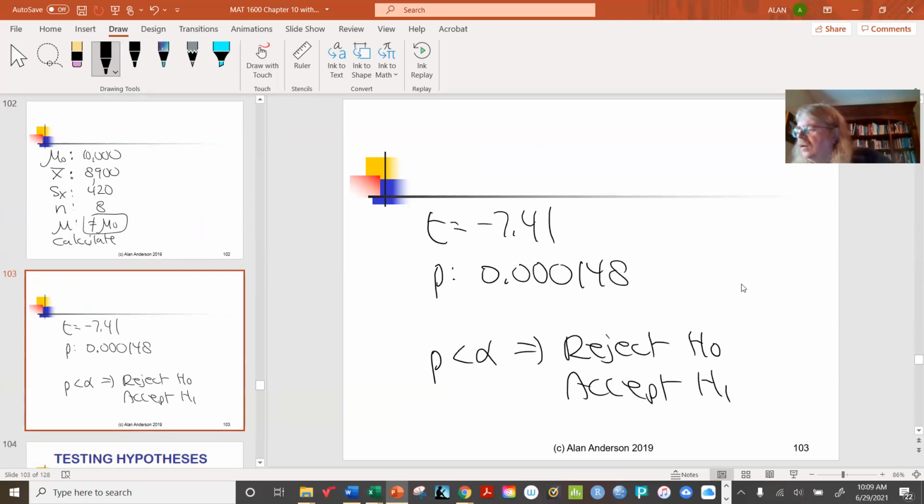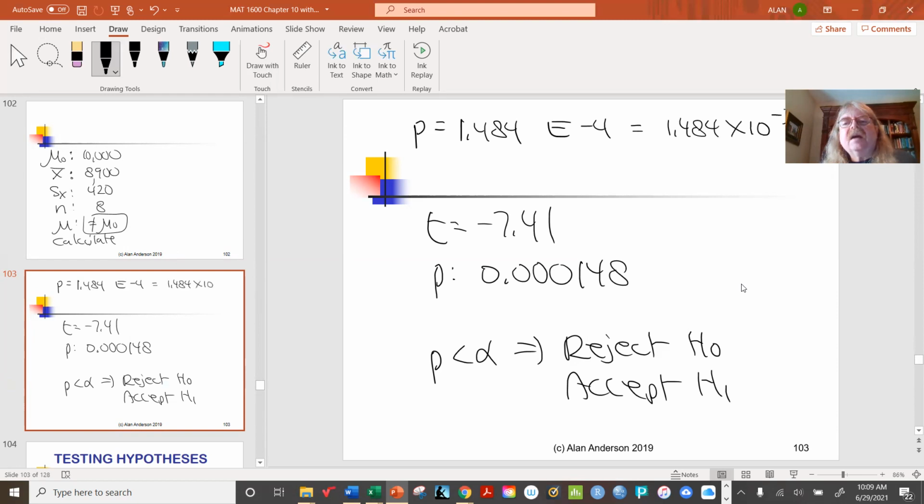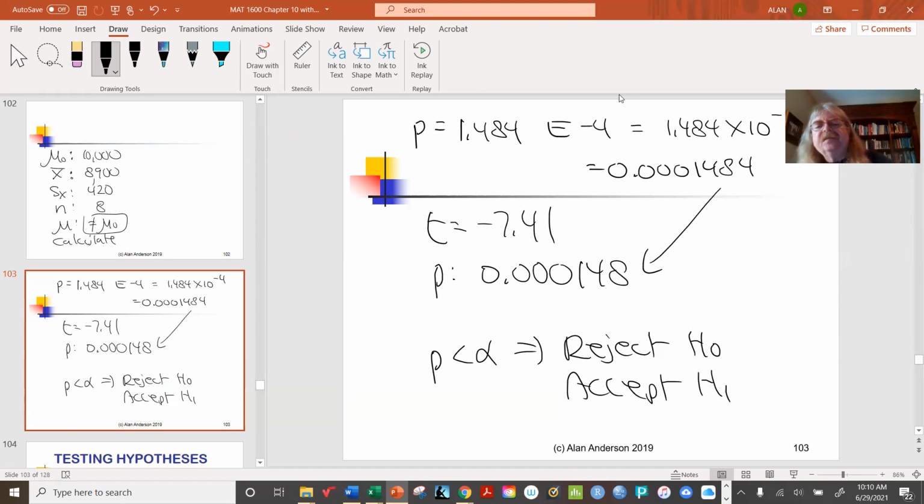The p-value is so small, it actually says in your window 1.484, we don't need the rest of it. Way at the end, if you notice, it says E minus 4. This means 1.484 times 10 to the minus fourth power, which means 0.0001484, which is what it says here. And again, because P is well below alpha, we reject the null and accept the alternative.